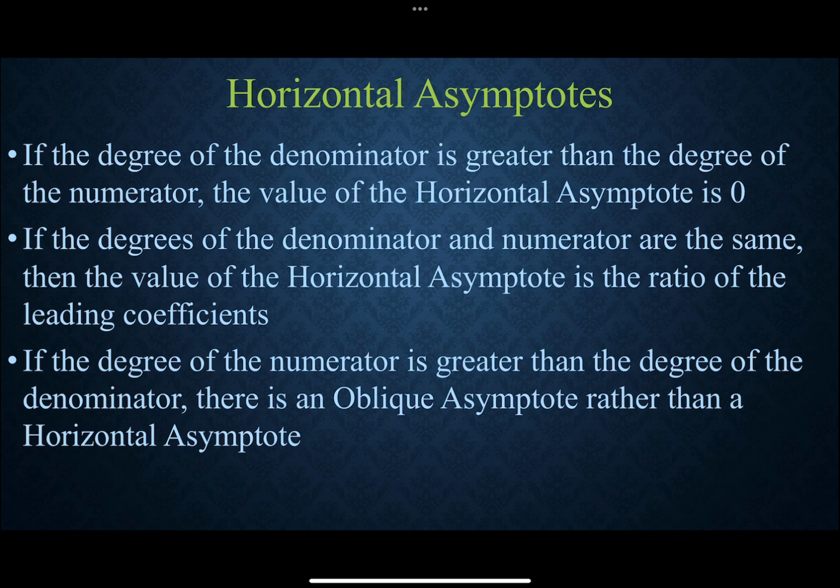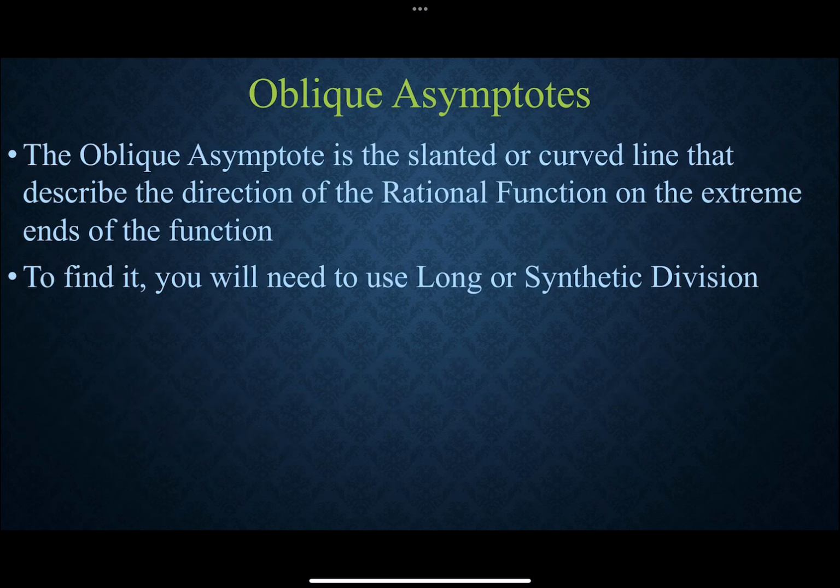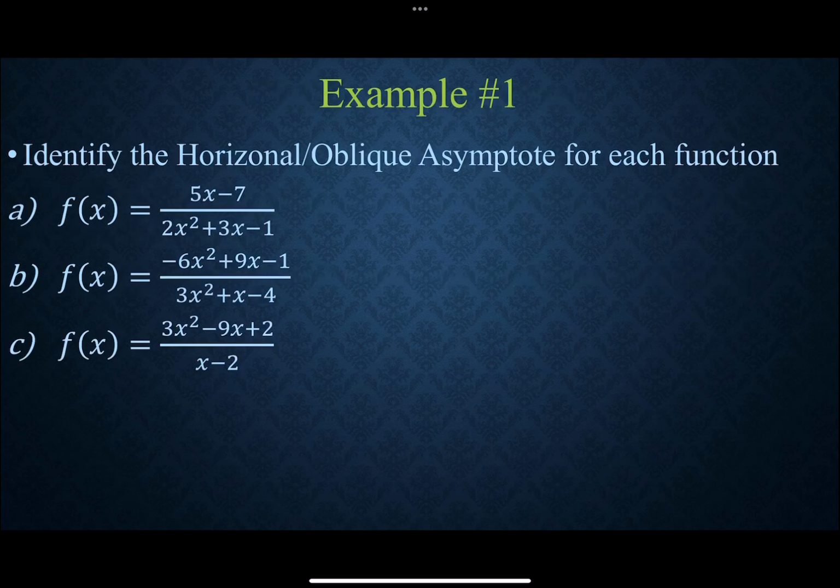And if the degree is greater in the numerator, then you're creating what's called an oblique asymptote rather than a horizontal asymptote. Obliques are either slanted or curved lines that describe the direction the rational function is going on the extreme ends of the function, which we'll use either long or synthetic division to find, depending upon how the function is set up. So let's find the different examples for this one right here.